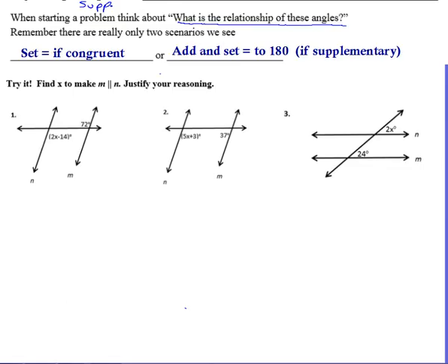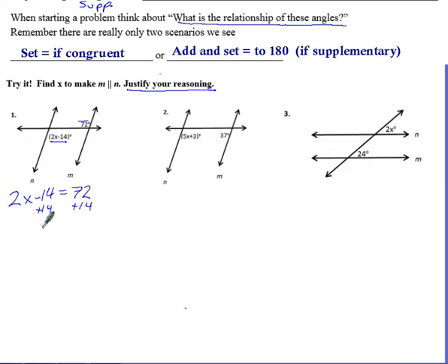Directions tell us to find x to make m parallel to n, and then justify your reasoning. So in other words, we need to explain what theorem we used in order to make the claims that we're making. So when I get to this first problem, I want to think about what is the angle relationship of those two angles. Those are alternate interior angles. So what do I do with alternate interior angles? I set those things equal to each other. So in this problem, we just set the two expressions equal to each other and solve for x.